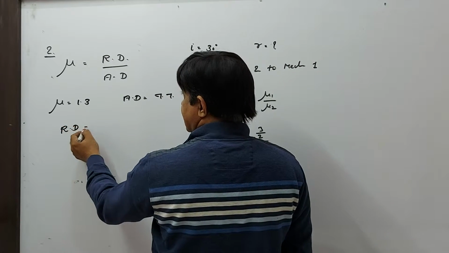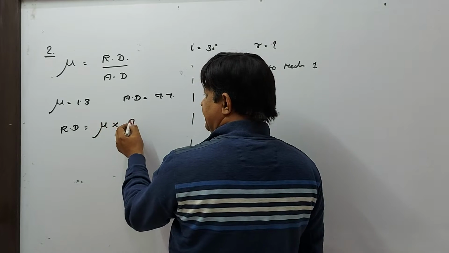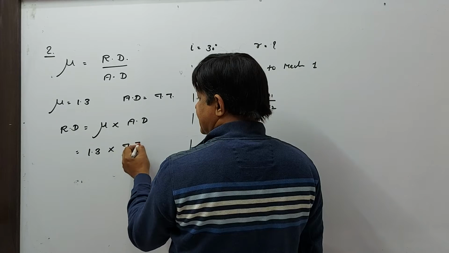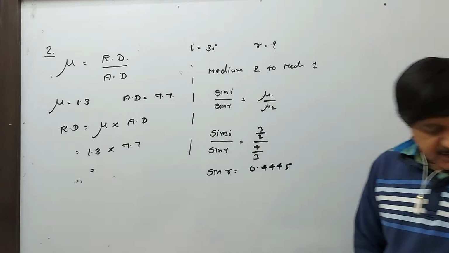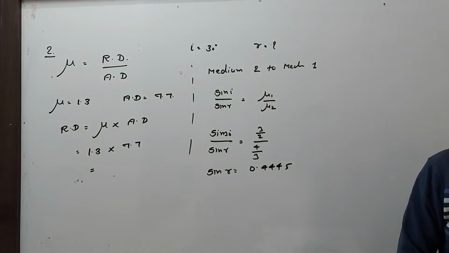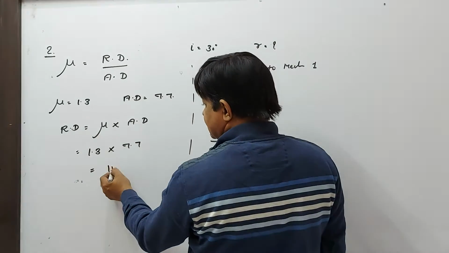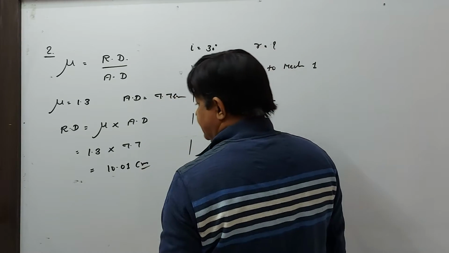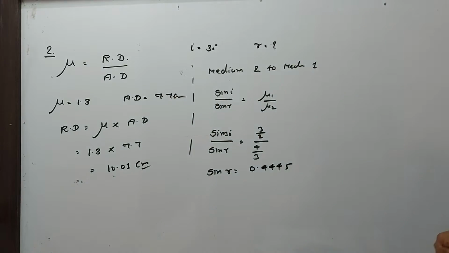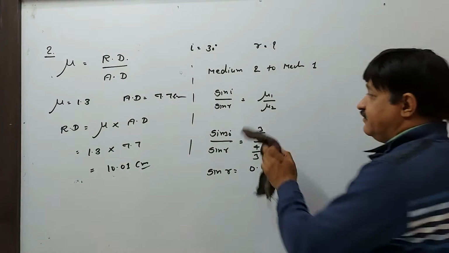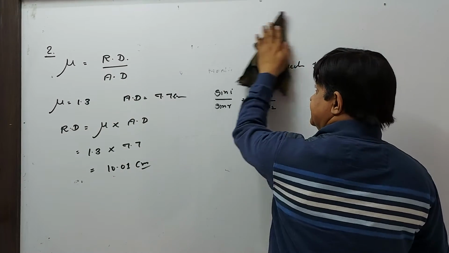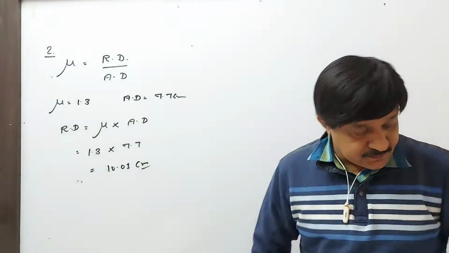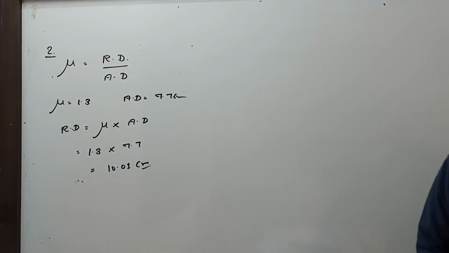In this sense, real depth can be calculated as mu into apparent depth. The value of mu is given 1.3, apparent depth is given as 7.7. If you will multiply 1.3 by 7.7, your answer is 10.01. If this is in centimeter, this will also be in centimeter. This is your problem number 2 in terms of real depth and apparent depth.